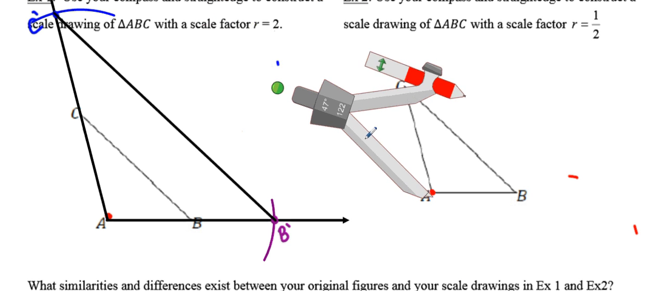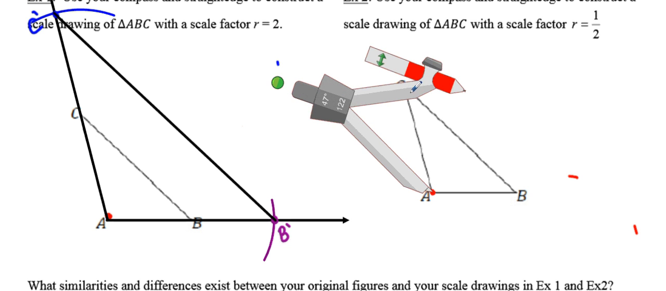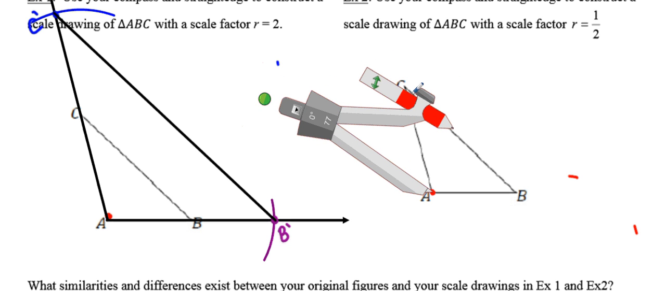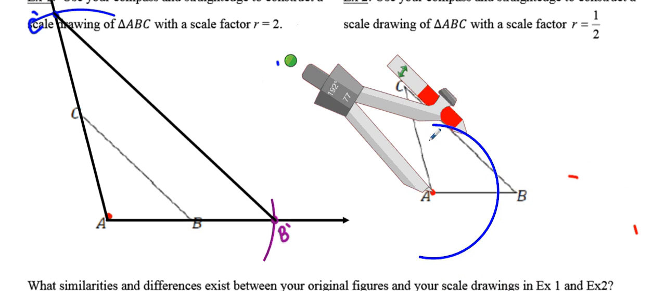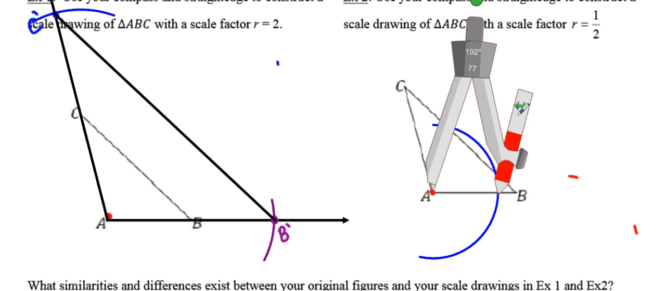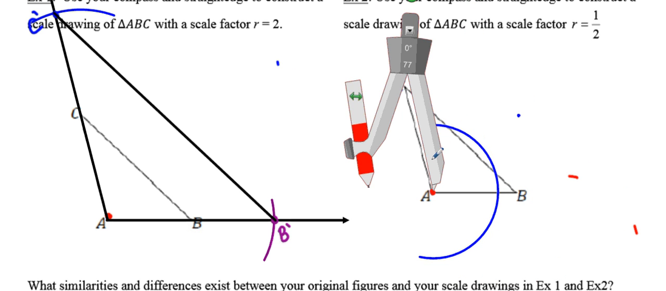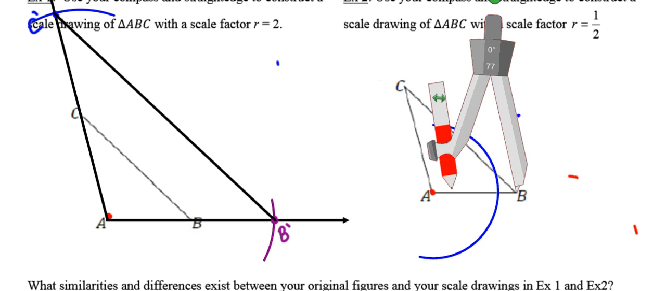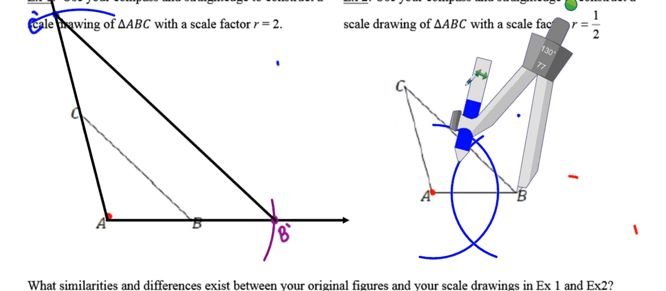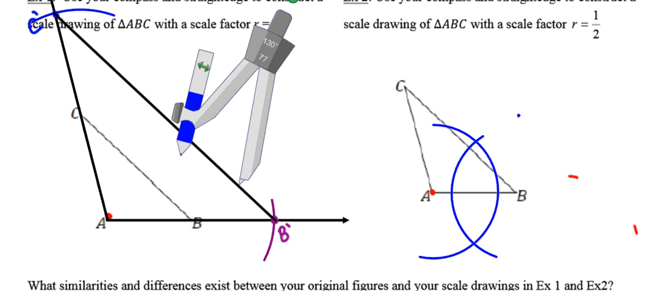Well, the way that I'm going to find that halfway in between point is by finding the midpoint. And the way I'm going to find a midpoint is to construct a perpendicular bisector. So I'm going to start by constructing the perpendicular bisector of segment AB. And the only reason I really want to know the perpendicular bisector is so that I can tell where the midpoint of that segment is.